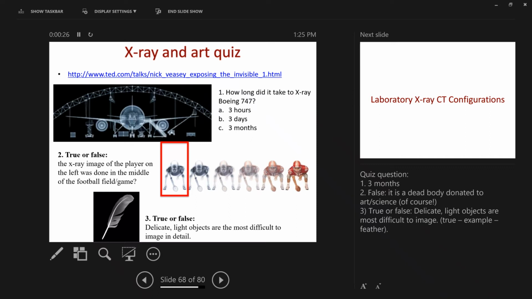And then true or false? Delicate light objects are the most difficult to image in detail. Partly because as you get good contrast on one end of it, you will lose contrast on the other. Okay. All right.